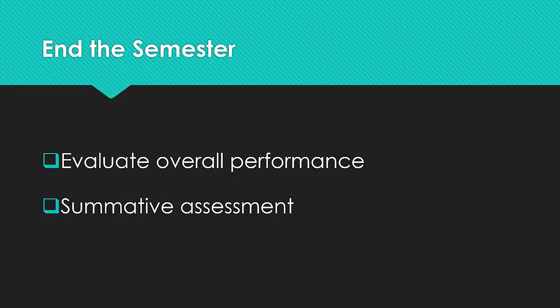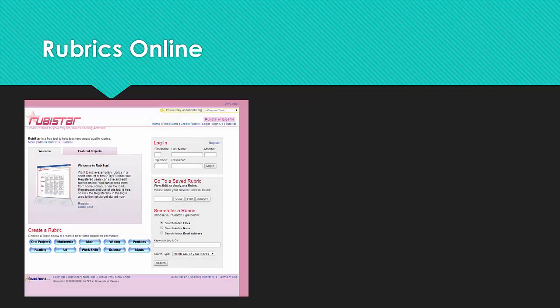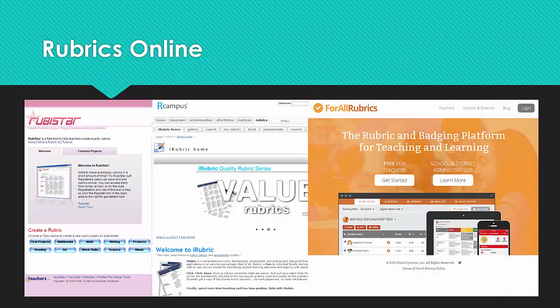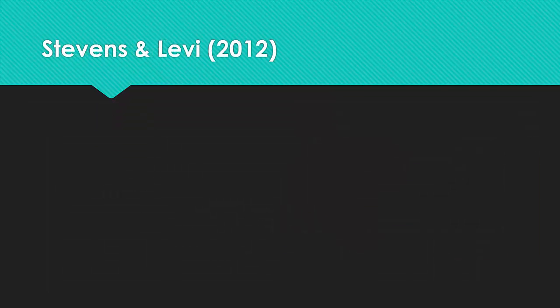There are many resources available online to find rubrics that have already been developed, and it is a good idea to look at samples before you get started developing your own. The quality of rubrics available online also varies, so the buyer must beware. Some sites to begin your search include Rubistar, iRubric, and For All Rubrics. Let's look at the steps involved with developing your own rubrics.